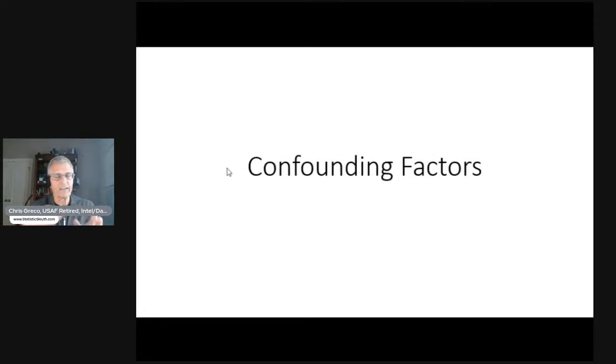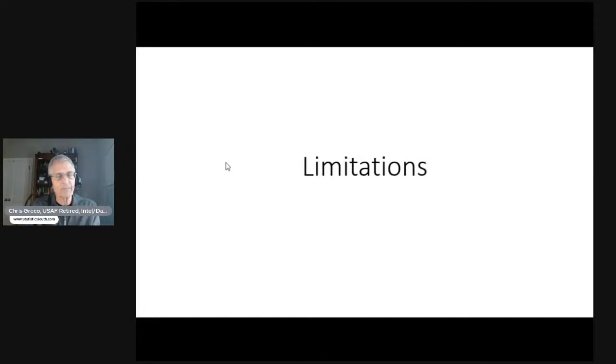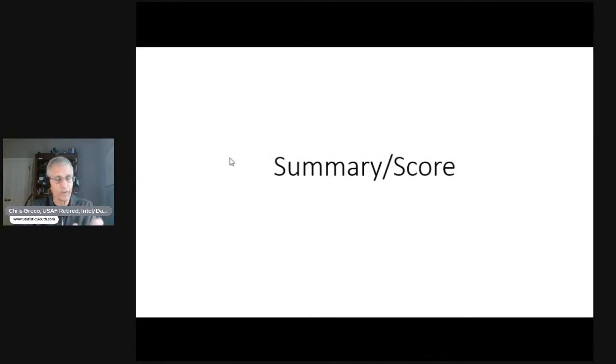And then confounding factors. The confounding factors are areas that are not brought up in the study that could in fact limit that study, or questions that show that the study was not a fair study, was not without its biases. We may discuss that today. And then any limitations. Most studies will list limitations, and transparent studies will list those, so that's pretty important. And then a summary and what they call a score.